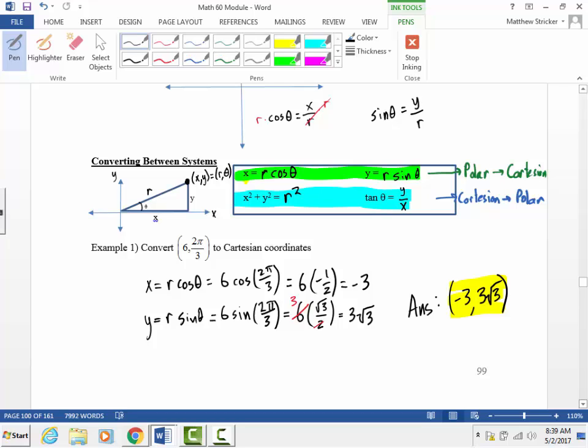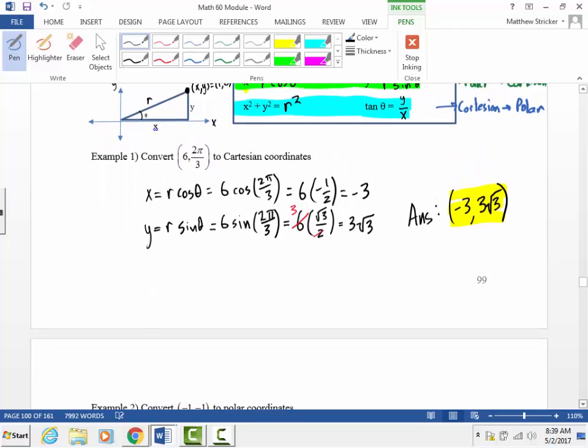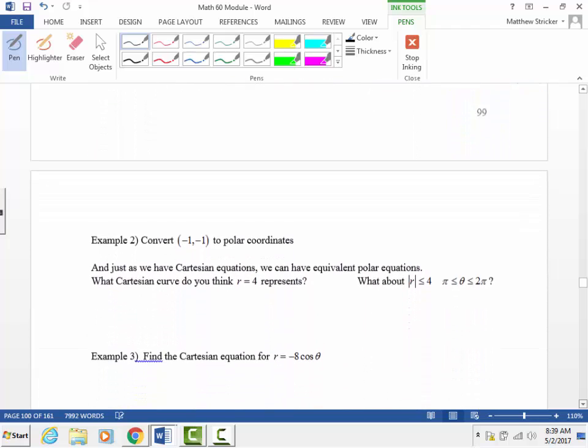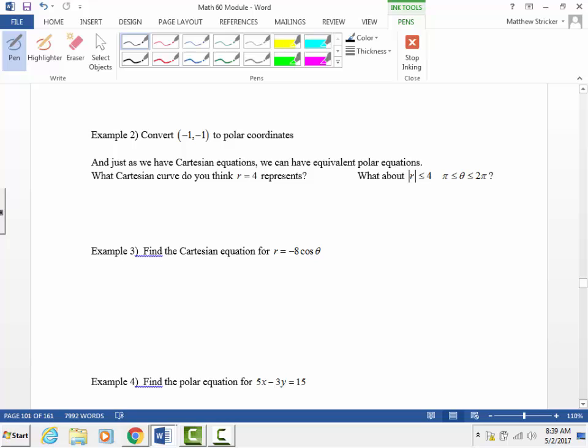Okay, let us move to page 100 here. Let's go the opposite way. Let's convert negative 1 back to polar coordinates. You need the other two formulas, right? Go ahead and see how far you can get with that.